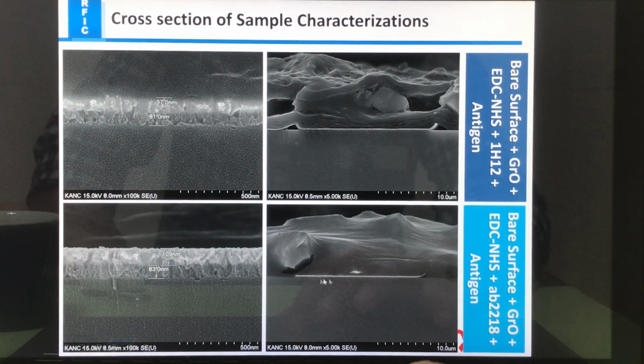And this is the image of AB2218. So this is the length of the platinum and titanium, almost 0.2 micrometer, and this is the mountain kind of morphology in the presence of AB2218 and antigen. They combined together and make a thicker surface.